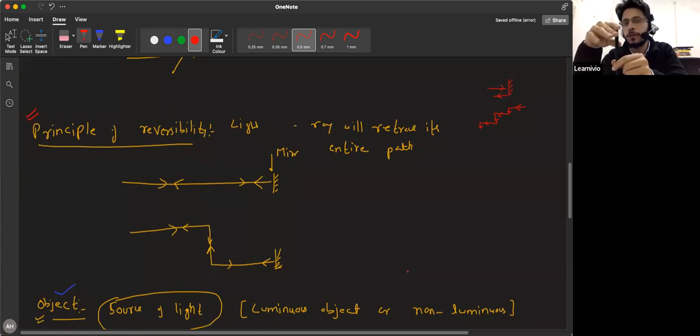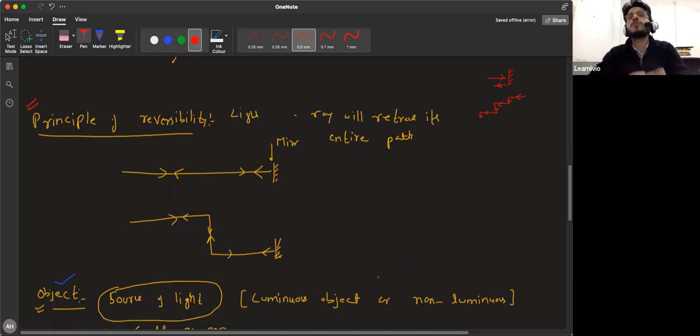It does not matter whether this pen is luminous or non-luminous. If light rays are coming from this pen, then this pen is an object for me. The light rays come from some luminous source and, after reflection from the pen, reach my eye. But for my eye, the light rays are coming from this pen only. So I will say that this pen is a luminous source, an object. Object simply means the source of light.